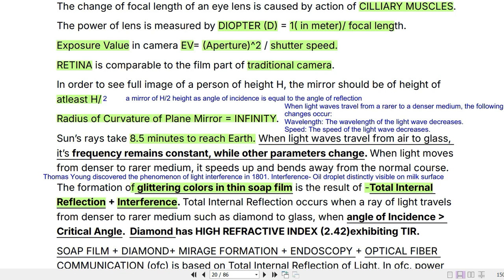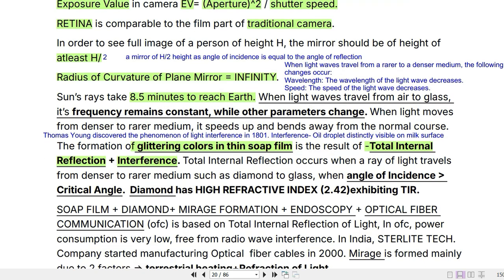Although this phenomenon that is written over here, that different colors of light coming out of the soap film, is not only due to interference but also total internal reflection. Now, total internal reflection occurs when a ray of light travels from a denser to rarer medium, such as diamond to glass, when angle of incidence is more than the critical angle. The diamond has a high refractive index, which is 2.42, and therefore it shows total internal reflection.